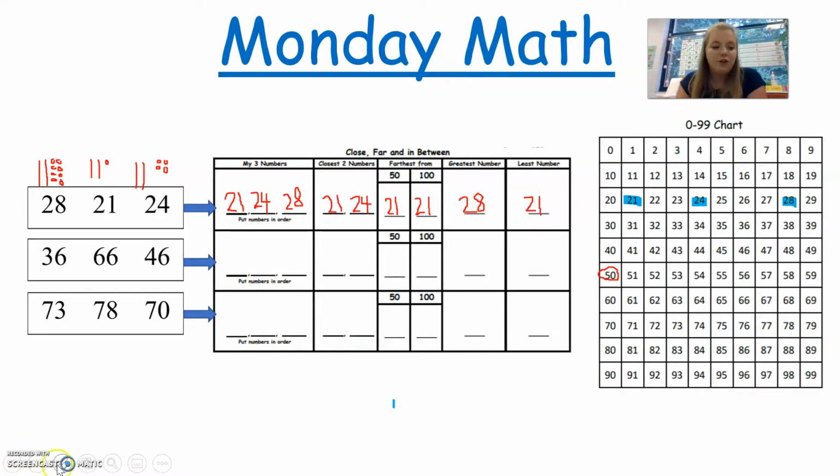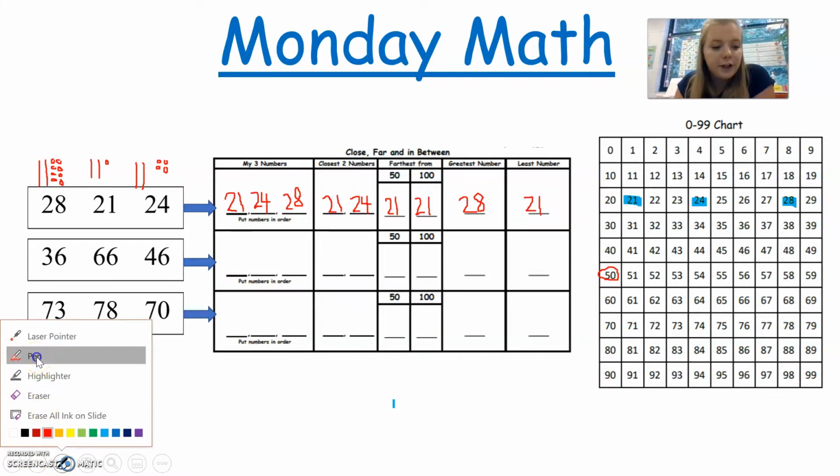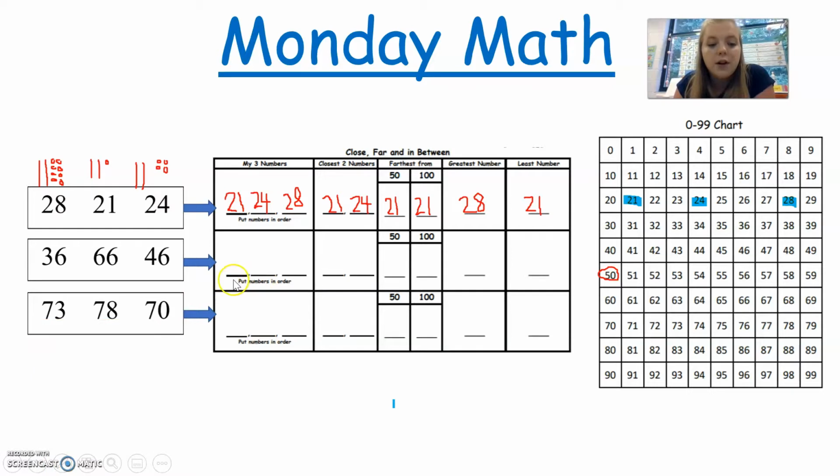All right, so I want you to finish this paper. So the next one you're going to do, put the numbers in order, find the closest to, the farthest from 50, the farthest from 100, the greatest and the least, and you're going to use these numbers. And then for the last row, you're going to use these numbers. If you have any questions, let your teacher know.